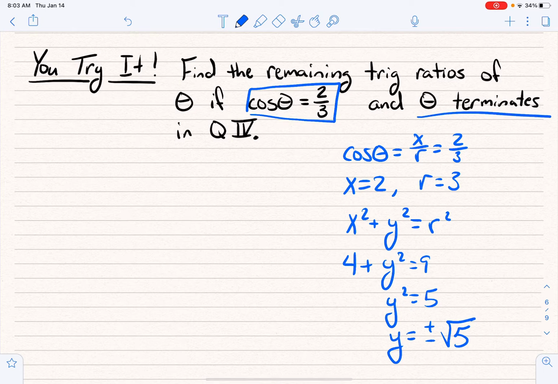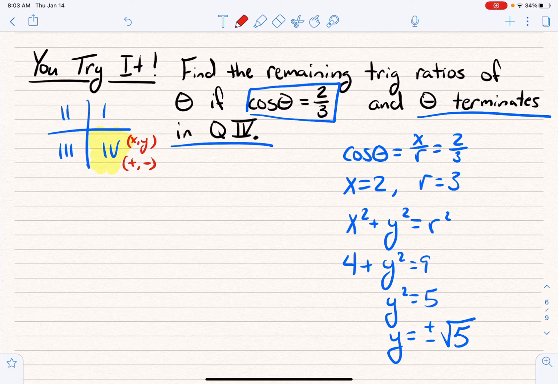Then we look at this other piece of information. Theta terminates in quadrant 4. 1, 2, 3, 4. Okay, so if theta terminates in quadrant 4, what's special about quadrant 4? Well, in terms of x and y, x is positive and y is negative. And again, I'm looking for y, so I'm looking for negative, not positive. So I know if x is 2 and r is 3, then y is negative square root of 5. Now, if you didn't get that right, then there's no chance that you got anything else right. But hopefully you did get that right.